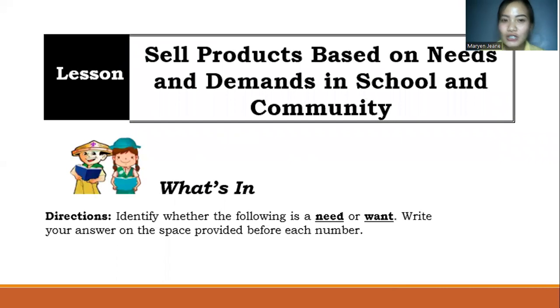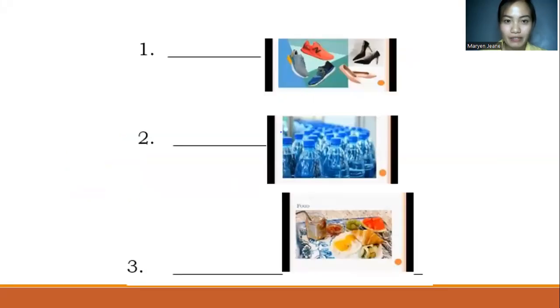In the proper lesson, it is said, sell products based on needs and demands in school and community. In what's in, we have here an activity. Write your answer in the space provided. The direction says, identify whether the following is a need or want. Write your answer on the space provided before each number. So again, you're going to write the word need, N-E-E-D, or want, W-A-N-T, on the space provided before.